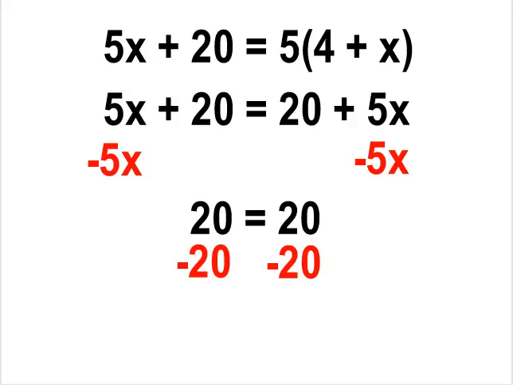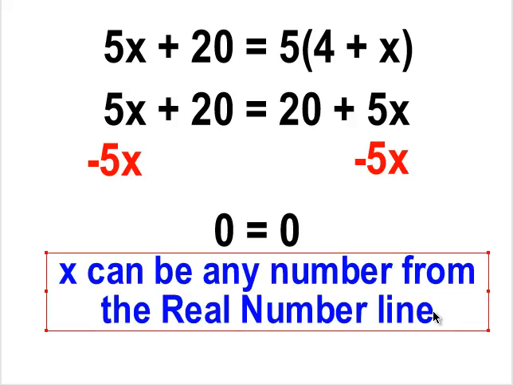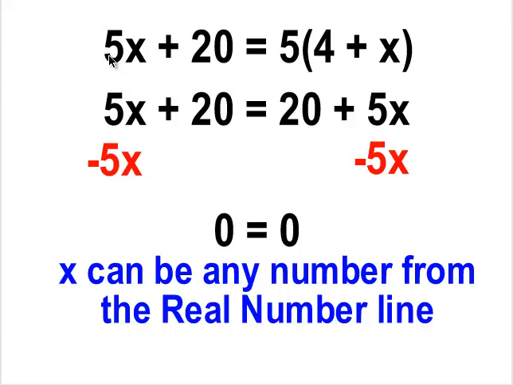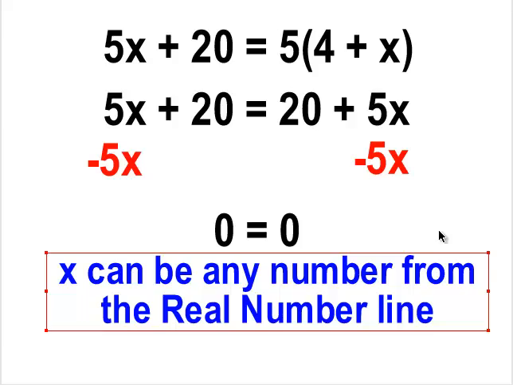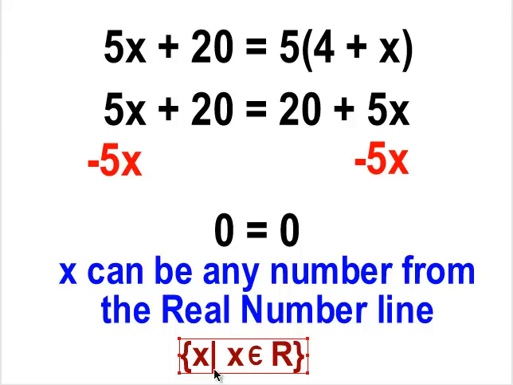Some of you guys left it like that. Other guys, you did this. You subtracted 20 from both sides, and that gave you 0 equals 0. And again, that is a confounding statement. What that means is that the original x from the original equation up here can be any number from the number line. It can even be 0 here. Okay, there are no restrictions on this one. And this is how we write it up in Algebraese. x can be any number such that, that's what the bar means, such that x can be from the number line, the real number line.